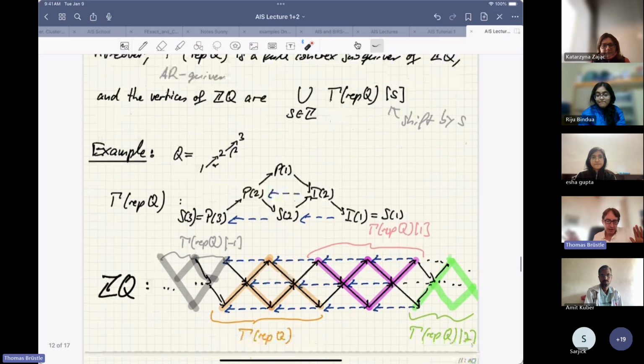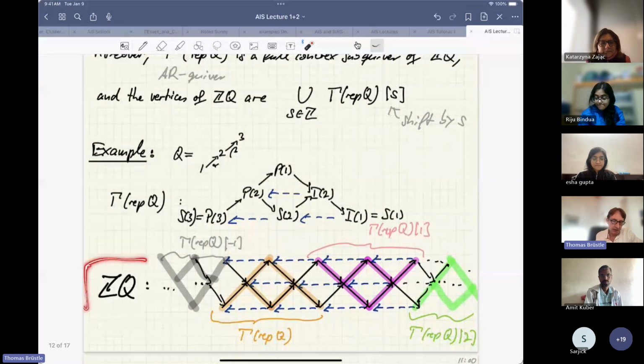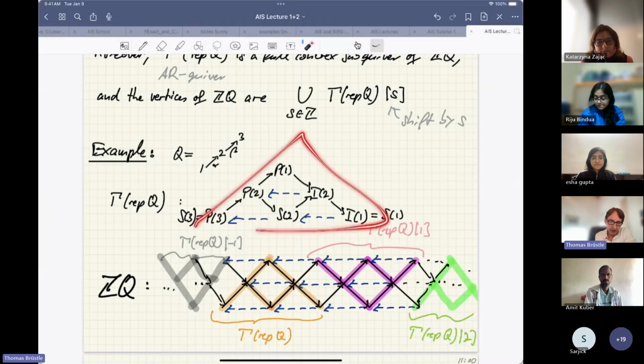And now, how is this embedded into ZQ, into the derived category? So we see that the triangle can be embedded like so. You see that?